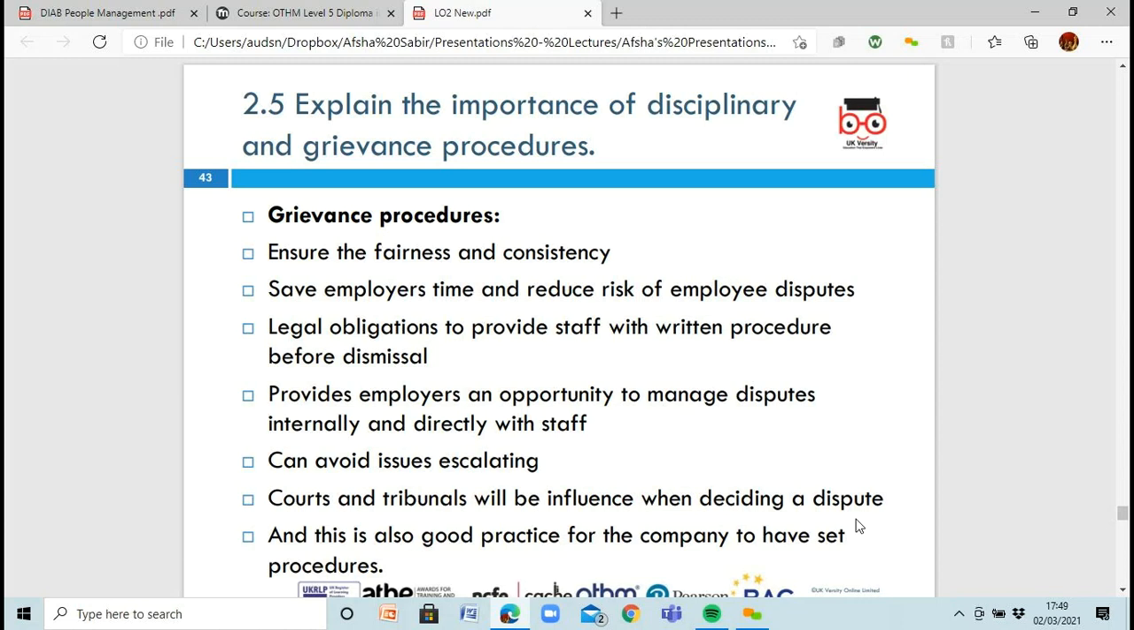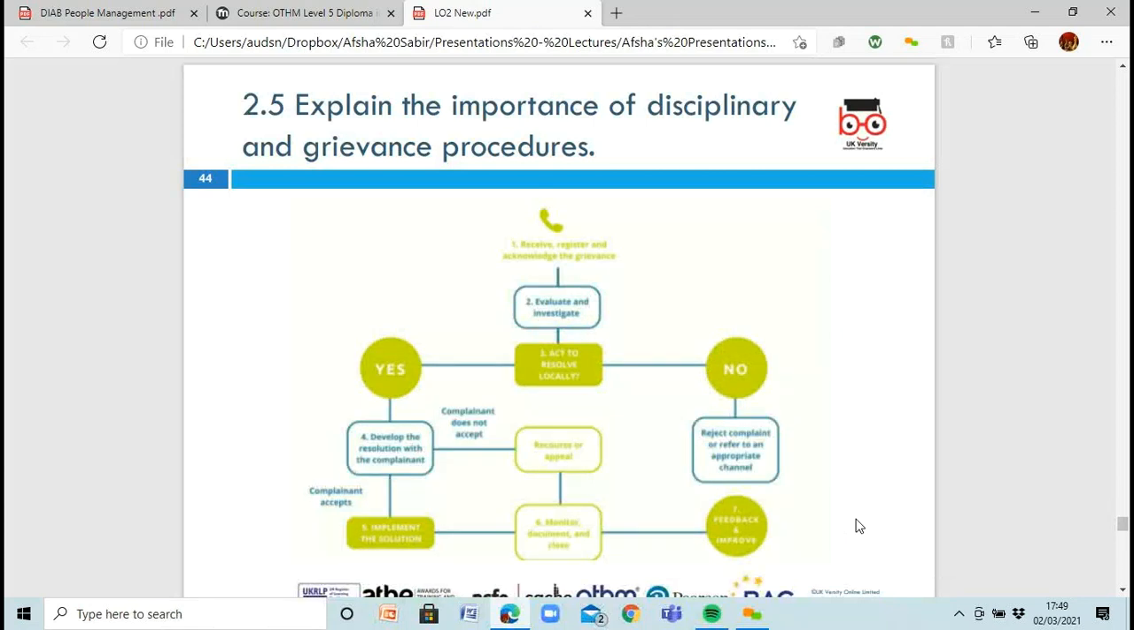So these things that are set in place will help you avoid getting to that point. It's good practice for companies to have set procedures that they can follow, so they know exactly what to do. And having set procedures will help everybody do the same thing as well.